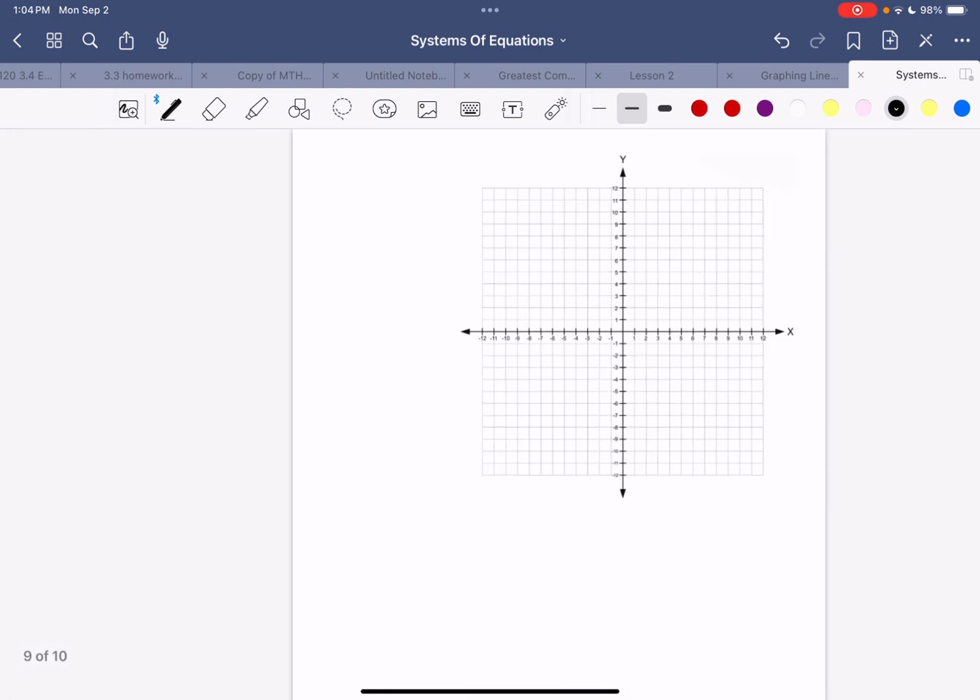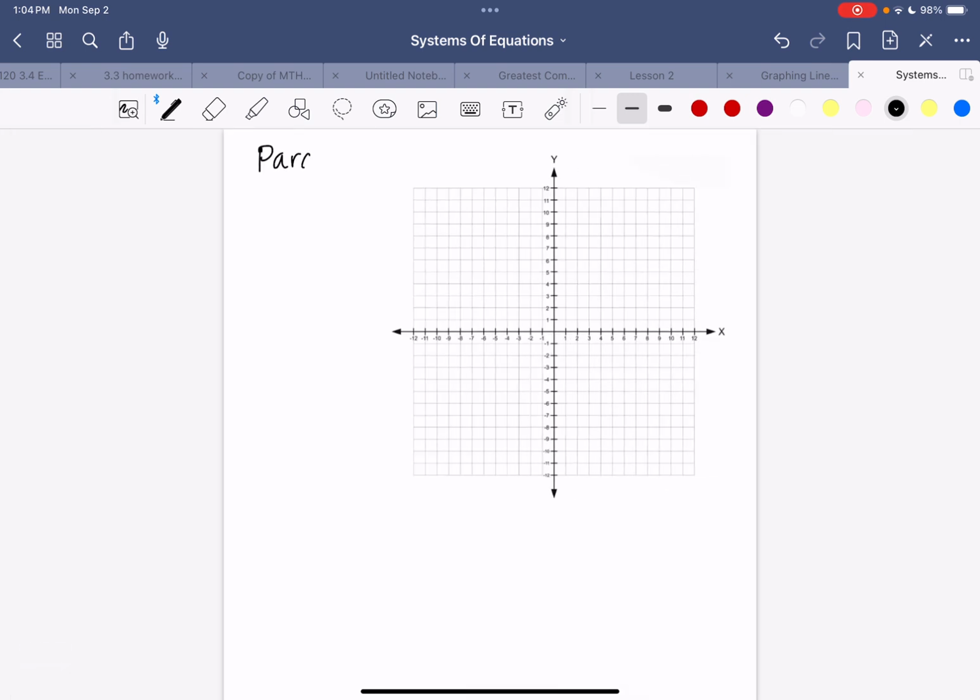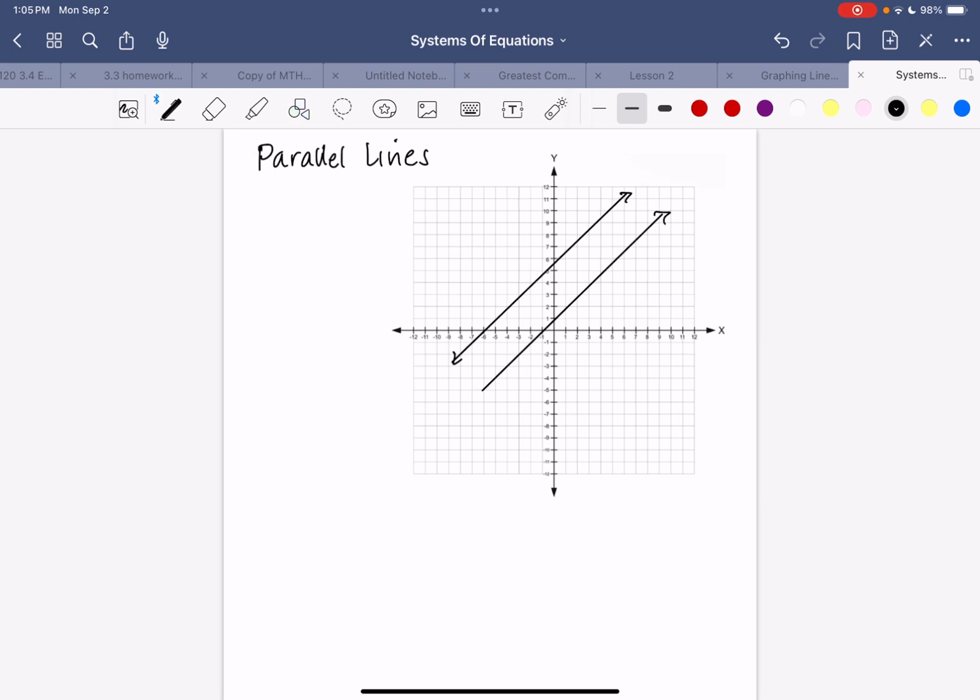Then we saw parallel lines. And we know that parallel lines are lines with the same slope, and they never intersect. So parallel lines have no solution because they have no points in common. And this is called an inconsistent system. Inconsistent because there's no solution.